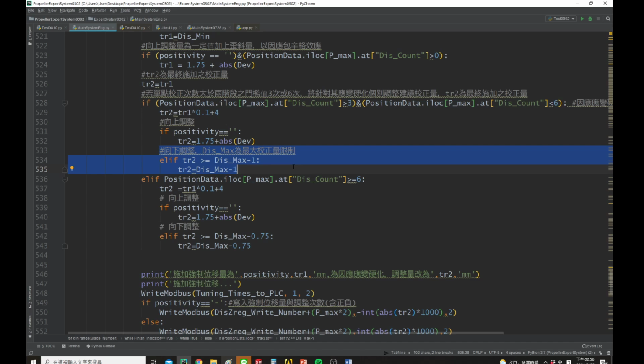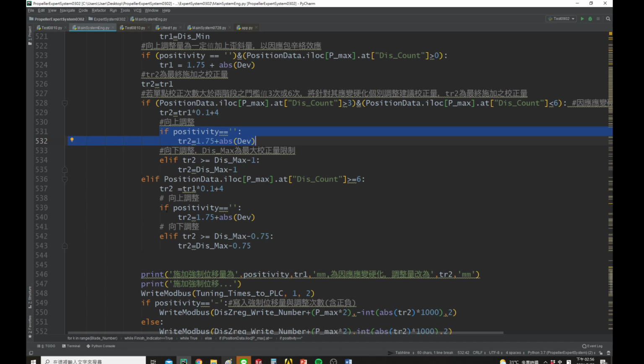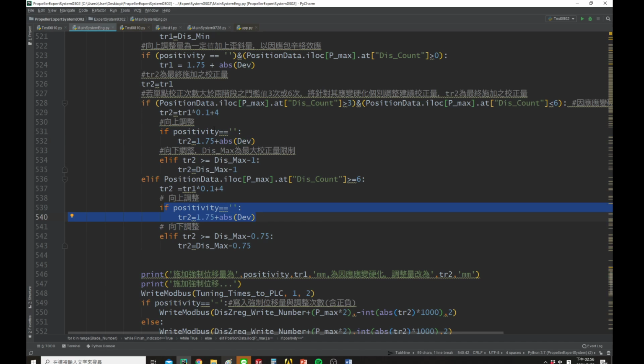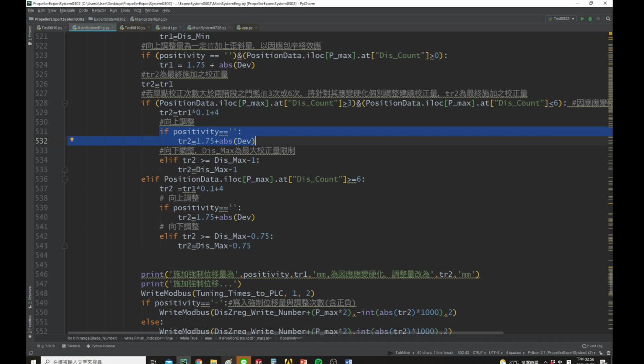Okay. So here is the adjustment for the displacement value is positive, and here is negative. This one is for the Bauschinger effect. Okay.